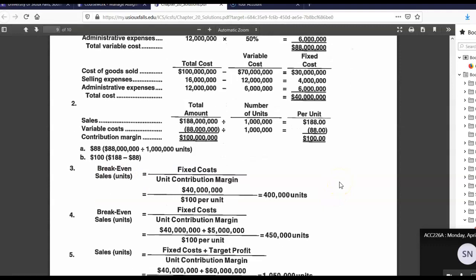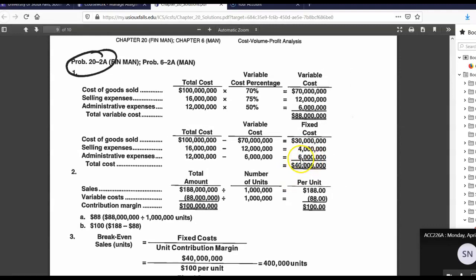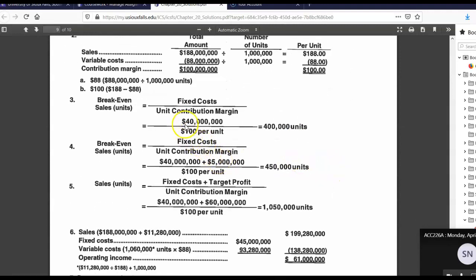Any questions on 2 so far? Number 3, compute the break even in sales. Break even, again, what's the formula? Fixed costs, 40 million right here, divided by our unit contribution margin, and we said our unit contribution margin here is $100. So 40 million divided by 100, that means we have to produce 400,000 units and we make nothing. We'll break even. 400,000 units, and we will have a 0 for our operating income.